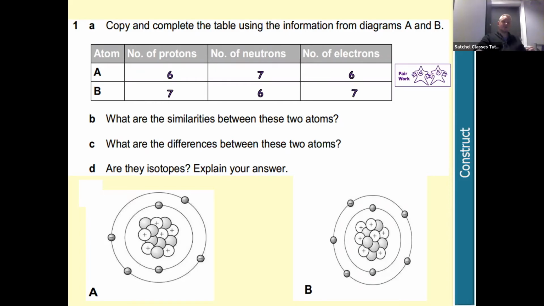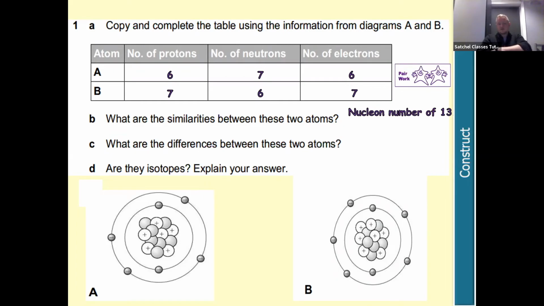What are the similarities between these two atoms? We can't mention the fact that they've got similar numbers of protons or neutrons or electrons, because that's not true. But actually, we can say they have the same mass, because the mass is made up of the number of protons and neutrons. Atom A has 6 protons and 7 neutrons, leading to a mass of 13. Atom B has 7 protons and 6 neutrons, which also equals a mass of 13. So they have the same mass number, or nucleon number, of 13.